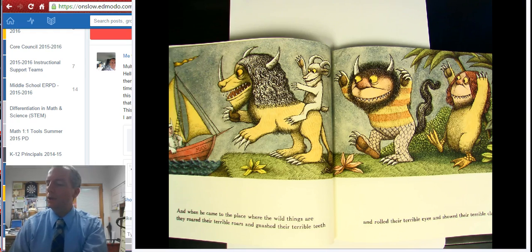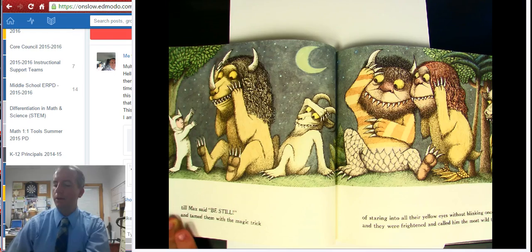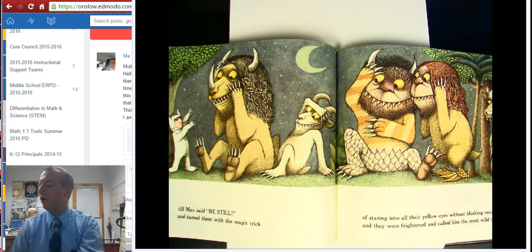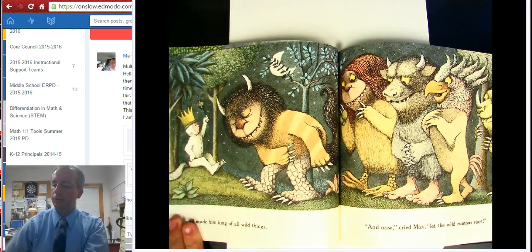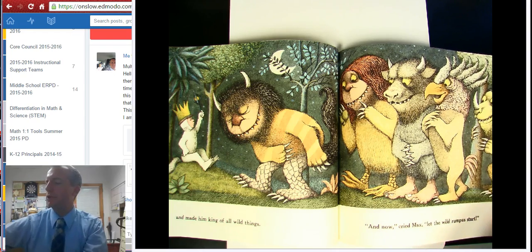And when he came to the place where the wild things are, they roared their terrible roars and gnashed their terrible teeth, and rolled their terrible eyes and showed their terrible claws. Till Max said, "Be still!" and he tamed them with the magic trick. The magic trick of staring into all their yellow eyes without blinking once, and they were frightened and called him the most wild thing of all, and made him the king of all wild things. "And now," cried Max, "let the wild rumpus start!"